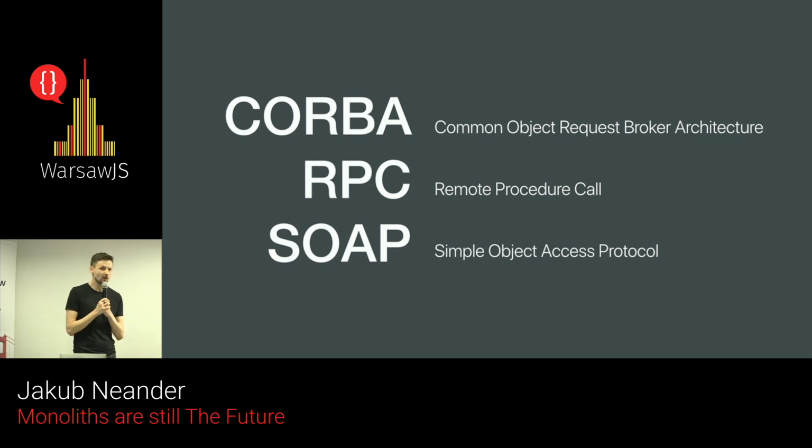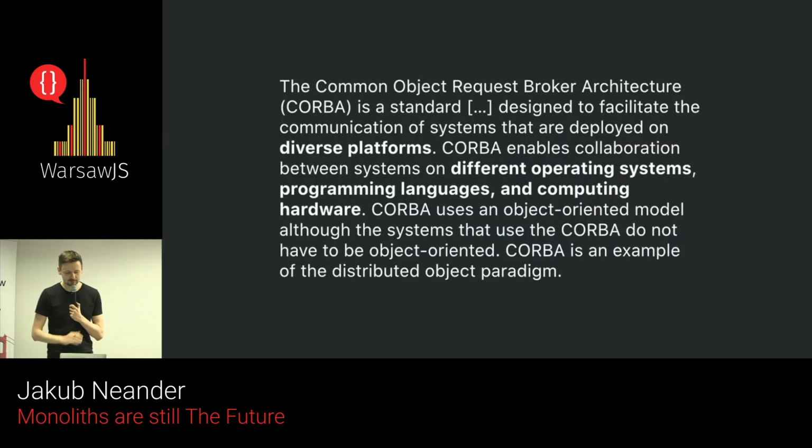So who here remembers CORBA? Okay, excellent. RPC, the 60s. Yeah, it's still, Kubernetes uses that. SOAP, nice. So yeah, we've been doing that. And let me just give you a definition of CORBA. This is a standard designed to facilitate the communication of systems that are deployed on diverse platforms. Sounds familiar, right? Enables collaboration between systems on different operating systems, programming languages, and computing hardware. So it kind of sounds like we've done that, and this is '91, so almost 30 years ago.